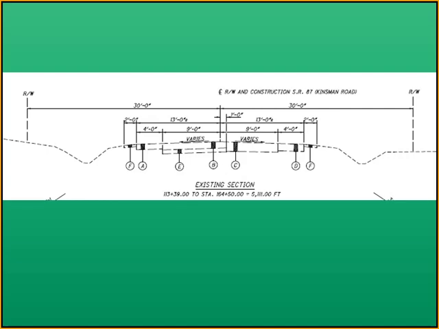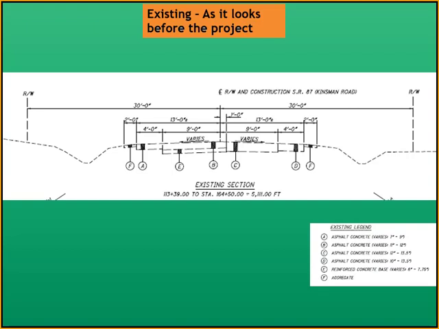All right, so there's the top. We've blown it up for your viewing. This is existing as it looks before the project. And what we're drawing on now are the legends that are part of the typical. In this case, we're looking at A. We've highlighted it in gray. And A is asphalt concrete that varies in depth from 7 inches to 9 inches. So where is that on the project? We've just drawn that on the existing section, so you can match what those letters mean to the legend.